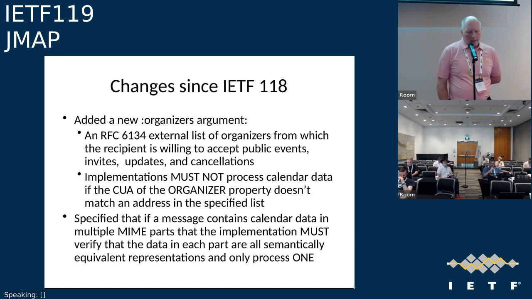Okay. In Prague, we had discussed a couple of additions that we wanted to make, one of which was a new organizers argument, which can use the CIV extended list option. So if you want to specify a list of organizers that you're willing to accept invitations from, you can do that. I also added text to handle the case of multiple MIME parts with calendar data. Basically it says that the implementation needs to make sure that those all are equivalent and only process one of them, so it's not doing the same thing more than once. Next slide, please.